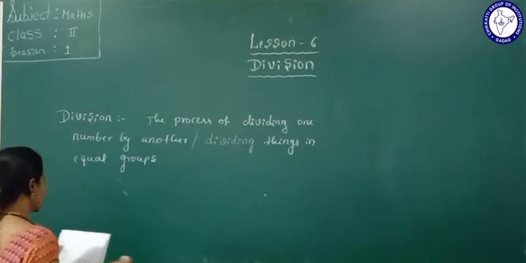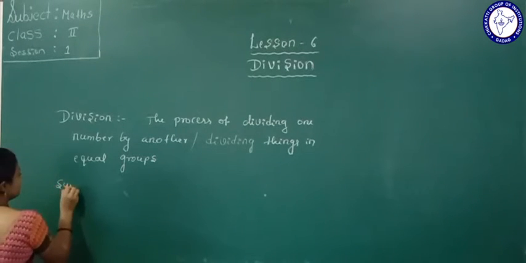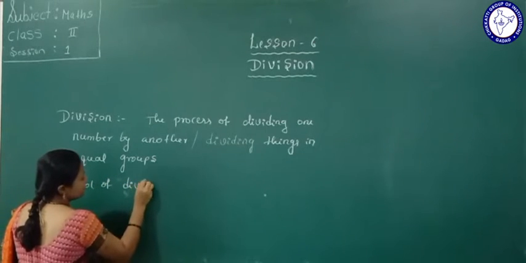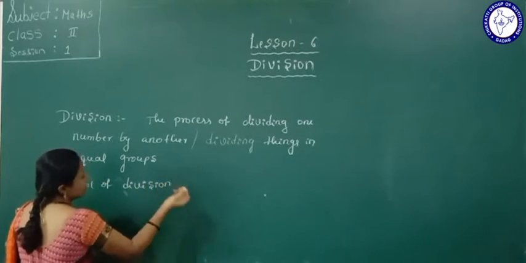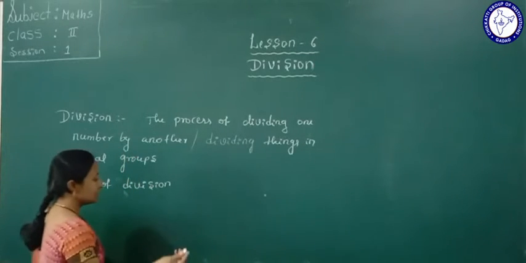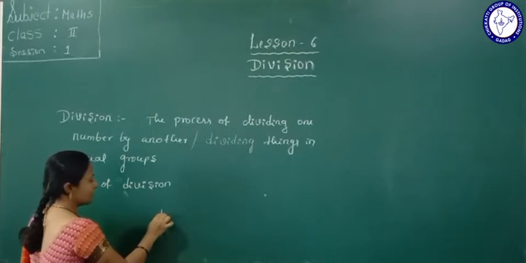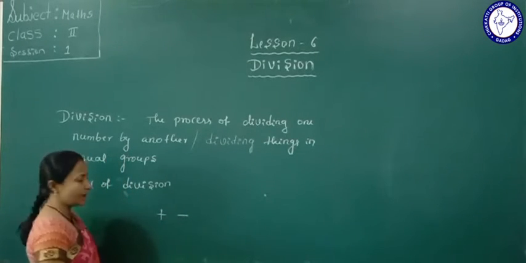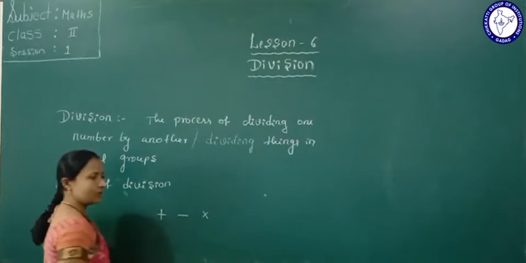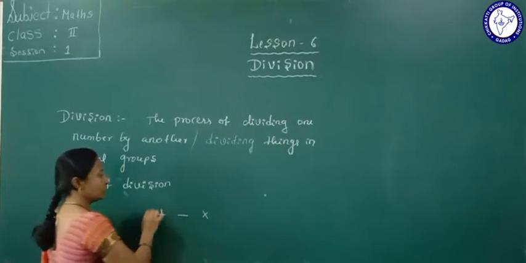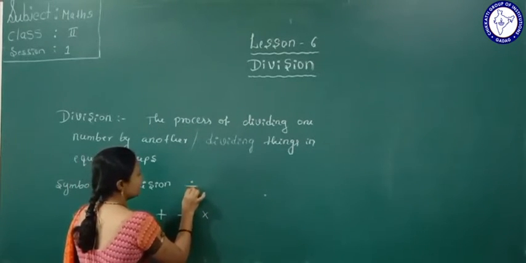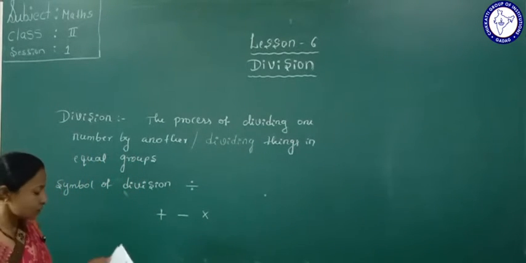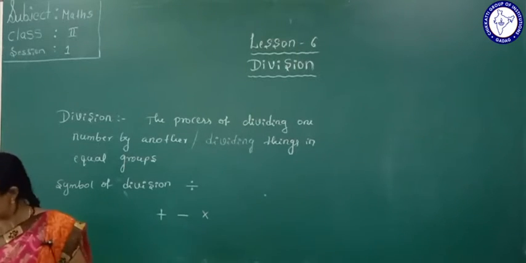Okay. So what is the symbol of division? Already you learnt the addition symbol is plus, subtraction symbol is minus, multiplication symbol is into. Next we are going to the division symbol, it is this one, divides. Okay. So the first example we will study now.